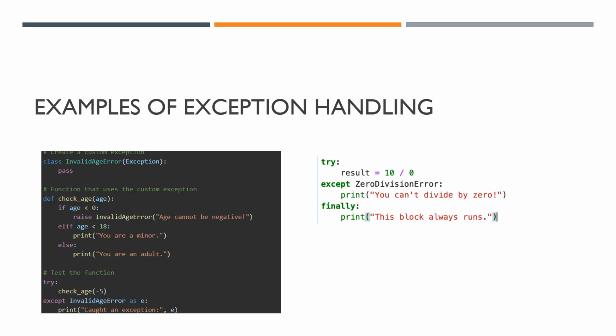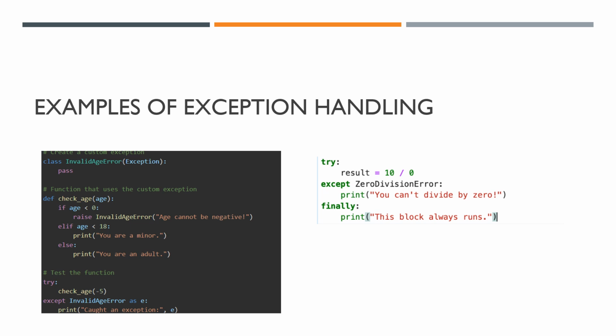In this first example, we're creating and using a custom exception called InvalidAgeError. We defined it by subclassing Python's built-in Exception class. The checkAge function takes an age and raises this custom exception if the input is negative, something that logically shouldn't happen. If the age is valid, it tells us whether the person is a minor or an adult.